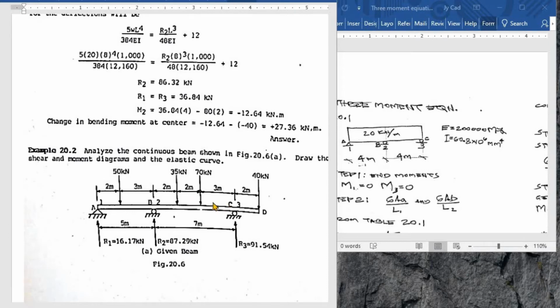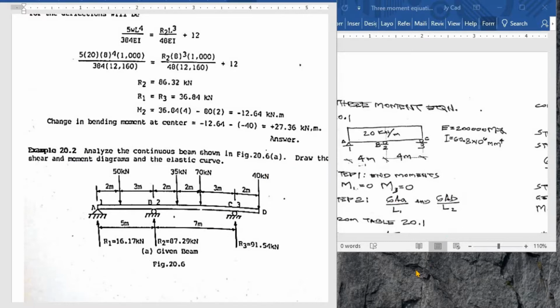So our new topic is the three-moment equation. This is applicable for finding the response of a continuous beam. Pag sinabing continuous, it has three or more supports.